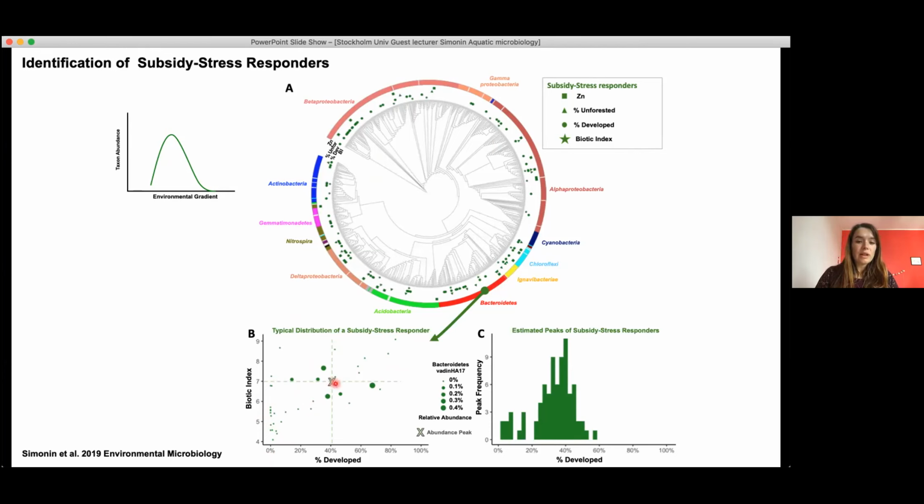And if we do this analysis for all the different taxa, subsidy and stress responders, we found that they peak usually around 40% of development. So really they peak at an intermediate level of urbanization. And that's interesting too, and that can also help us understand more about the ecology of all these different bacteria.